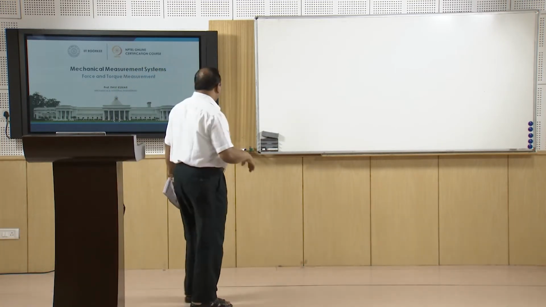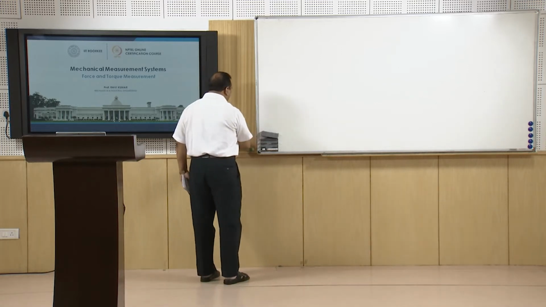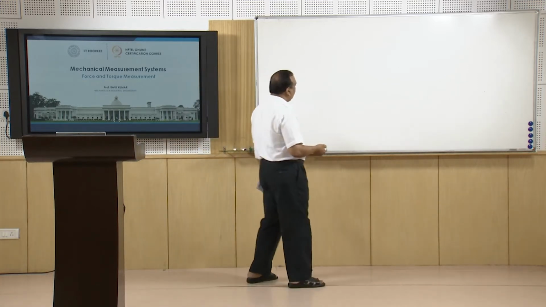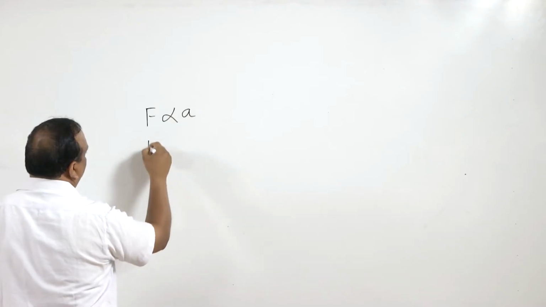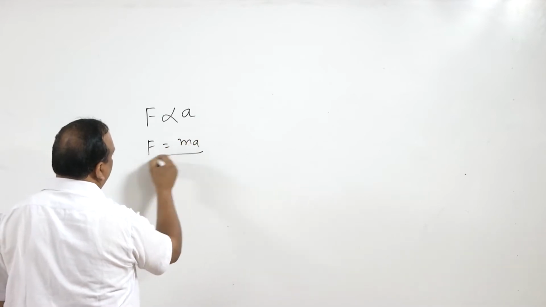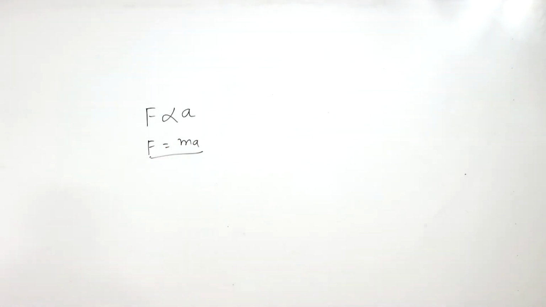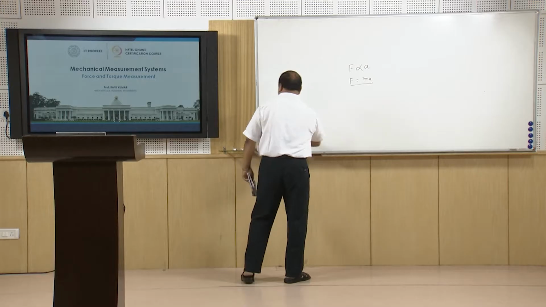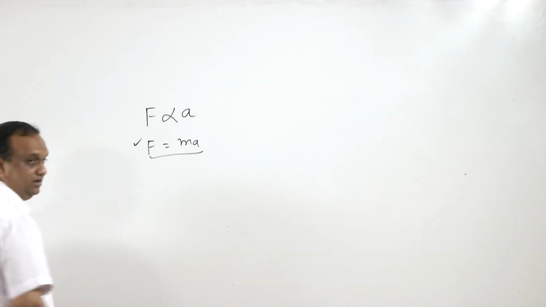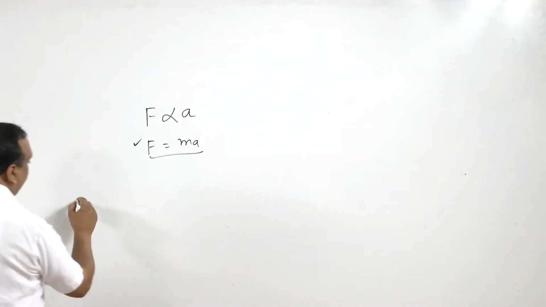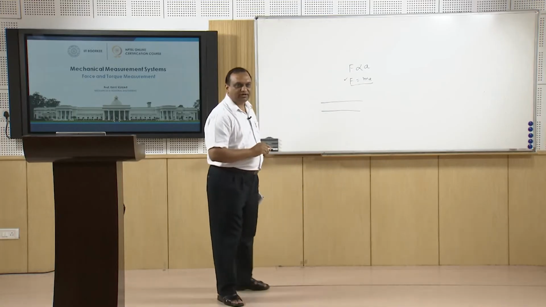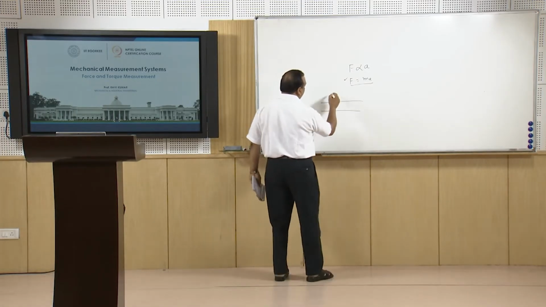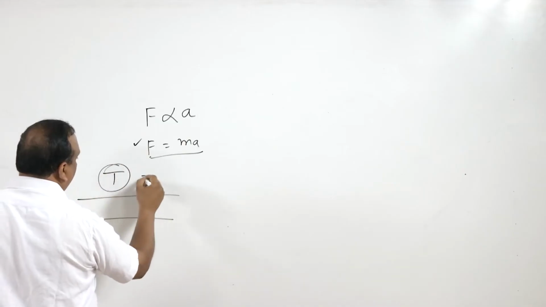Now force is expressed, as per Newton's second law, F is proportional to acceleration and F is equal to ma. So in today's lecture we will be discussing force and torque. Suppose there is a shaft, and a twisting moment is exerted on the shaft. That twisting moment will cause the torque.